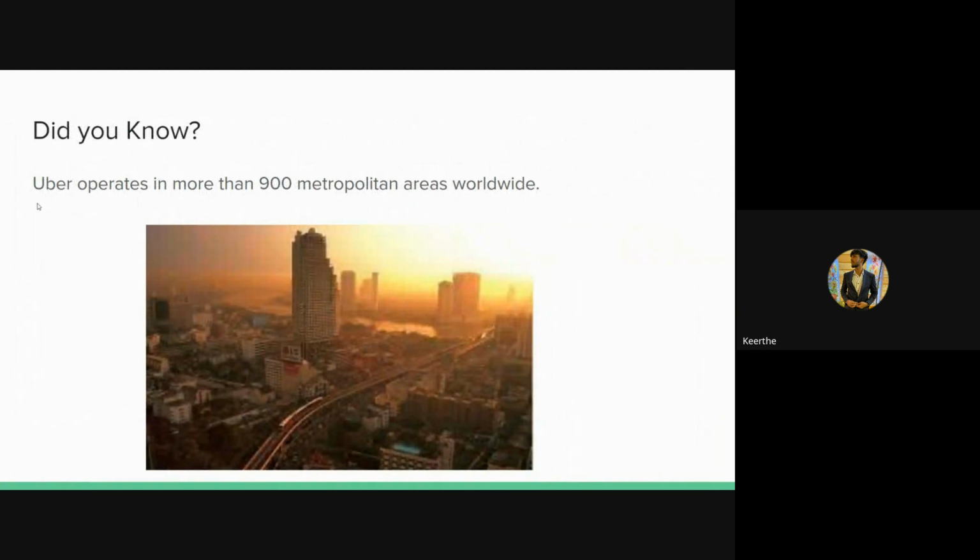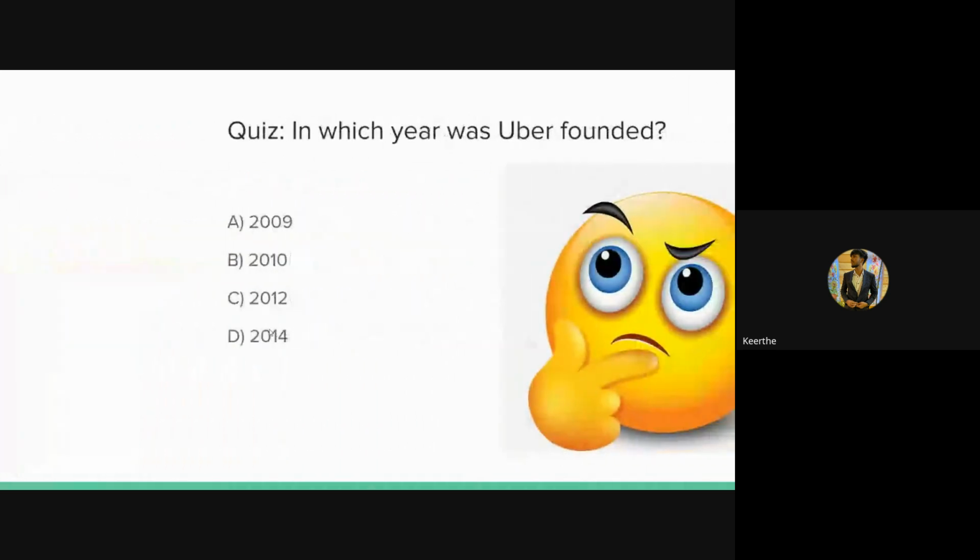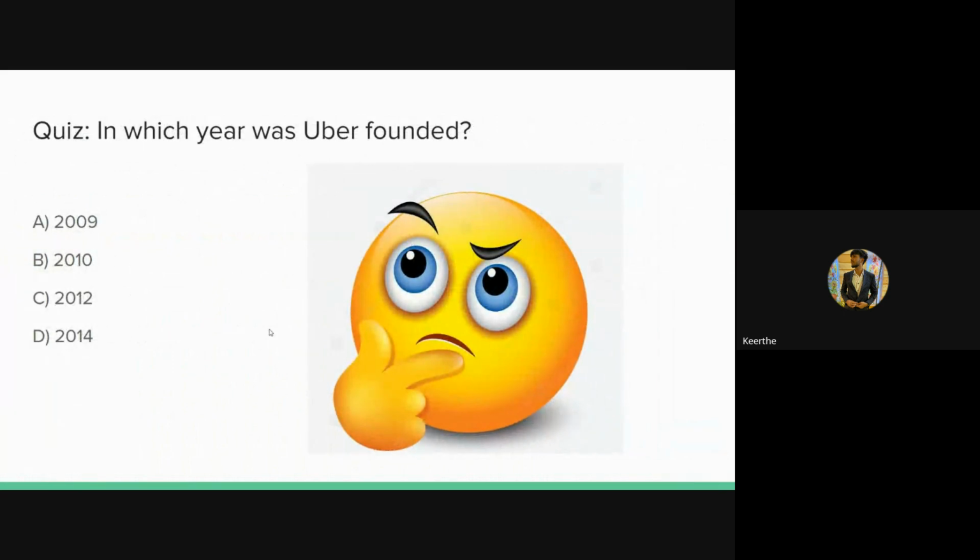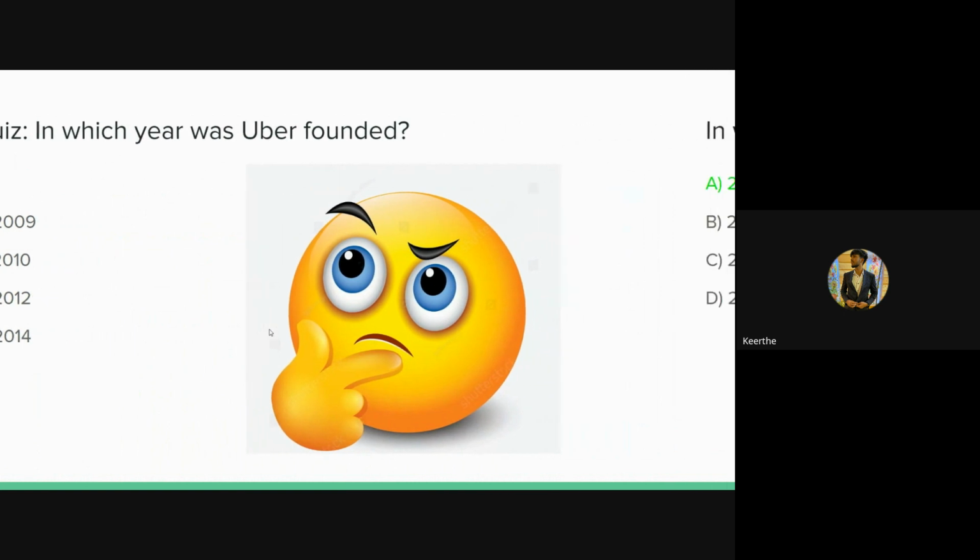Okay. Uber operates in 900 metropolitan cities. As I said, Chennai is a metropolitan city. Each state has a limited number of metropolitan cities, which are well-developed cities. Uber operates in more than 900 metropolitan cities worldwide. In which year was Uber founded? I think it's 2009.